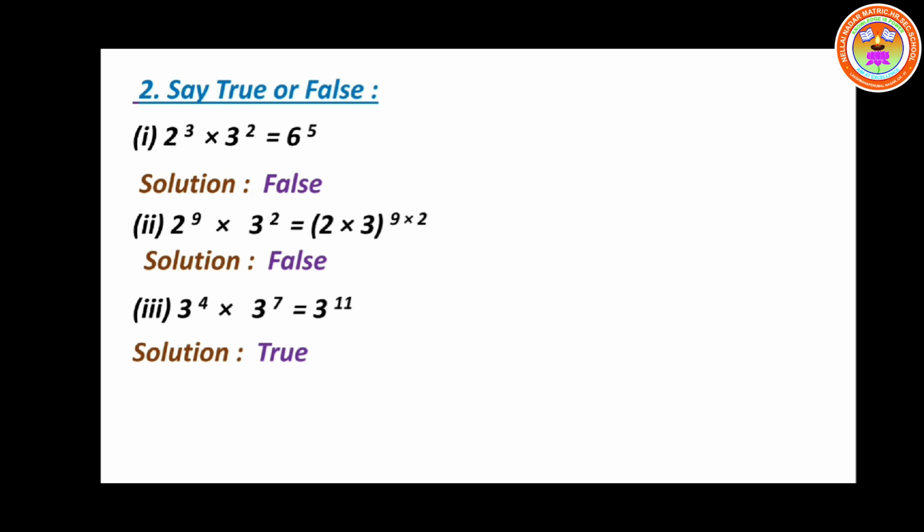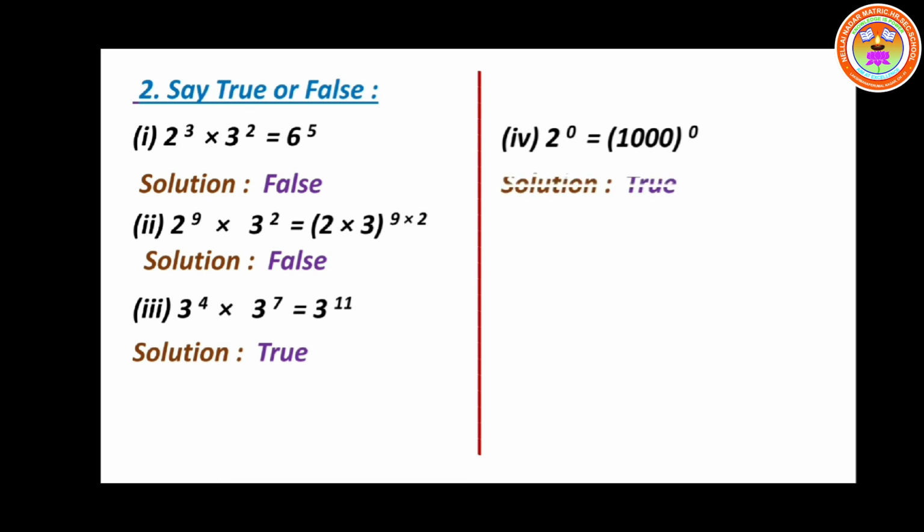Okay, now let us move on to subdivision 4. 2 power of 0 is equal to 1000 power 0. Is it true or false? Yes, of course it is true. Why is it true, children? Because anything power 0 is 1. So on the left hand side you will be getting 1 and on the right hand side also you will be getting 1. So the answer is true.